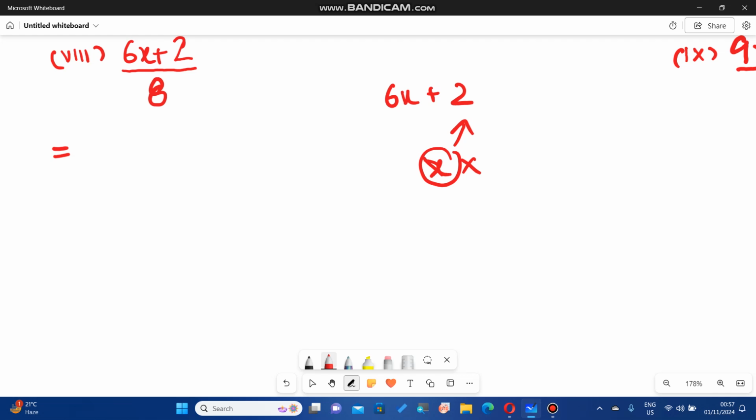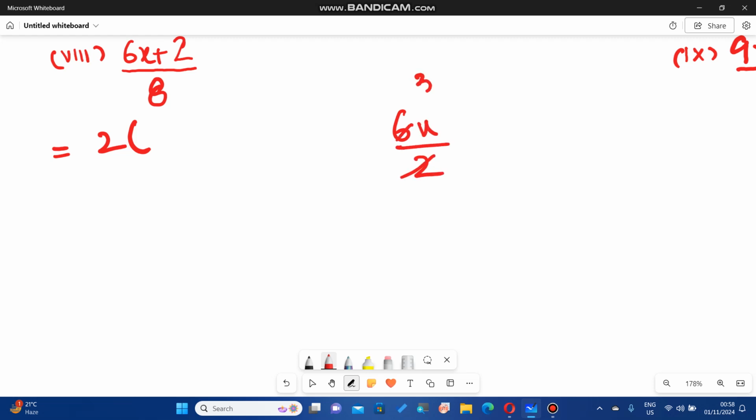But can we take something common out of 6 and 2? We can take the number that contains both 6 and 2 in its table. 2 times 1 equals 2 and 2 times 3 equals 6. So what is the number that we take common? The number we are going to take common is 2. We are going to write 2. Now what did we take common here? The term was 6x. What did we take common? 2. What are we left with? 3x.